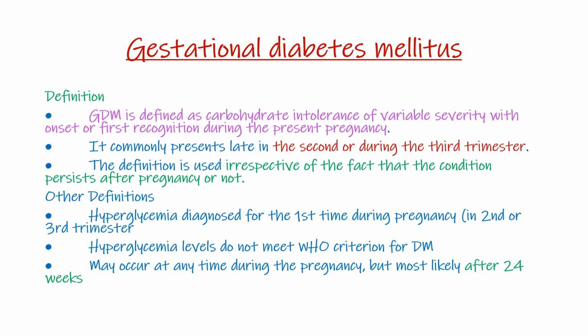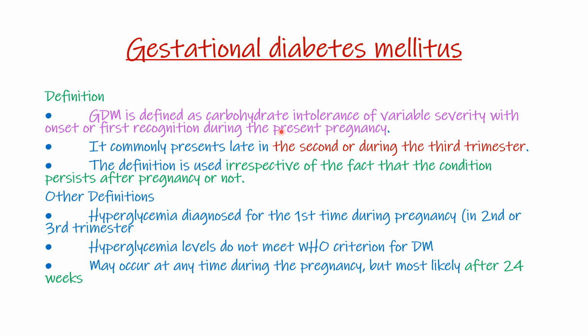So gestational means pregnancy. Diabetes mellitus means elevated blood glucose. So this is when we have diabetes mellitus which is first recognized in pregnancy. It was not previously there, and the definition is constant despite the fact that it may occur after pregnancy. So let's go through the notes.